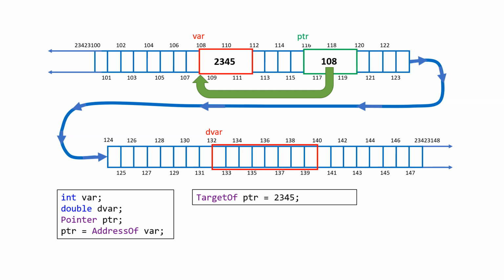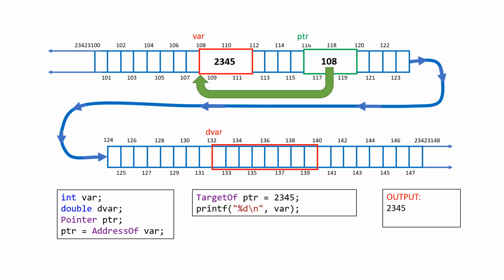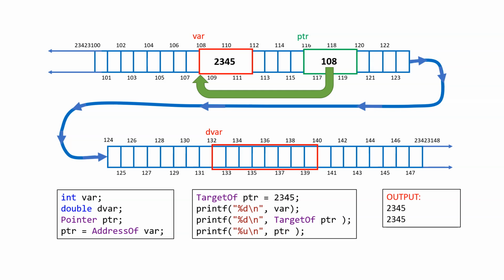So, for example, now if I print var, obviously 2345 is going to get printed. If I print target of PTR, again 2345 is printed. But if I print the PTR itself, then the address is going to get printed. Are we okay with this? Everything's clear on this?